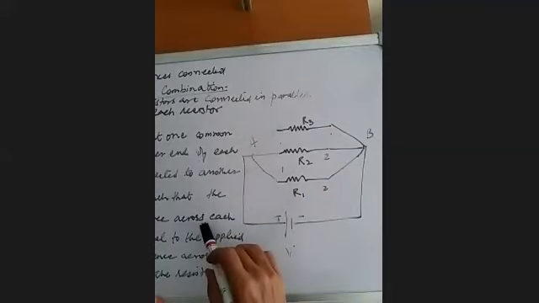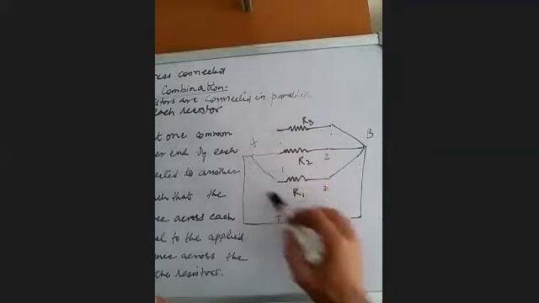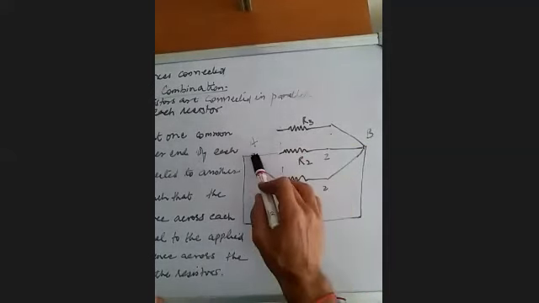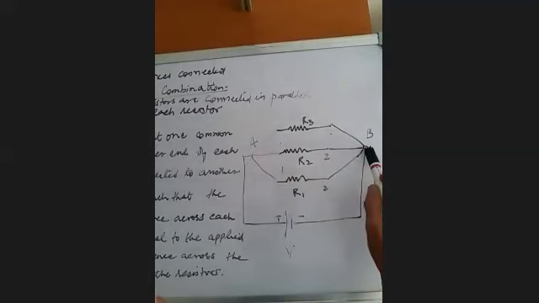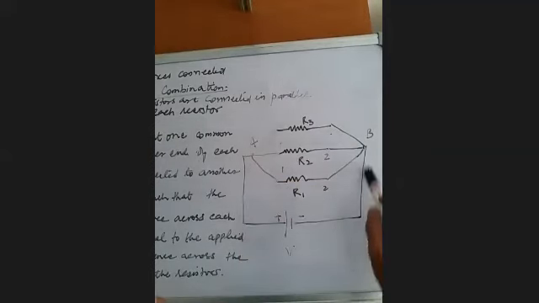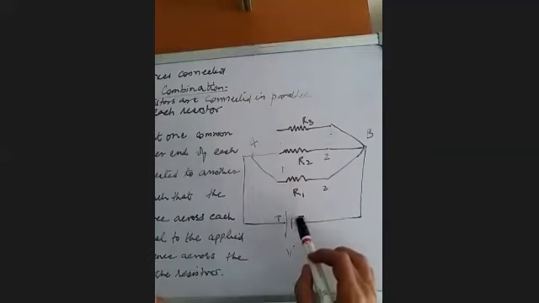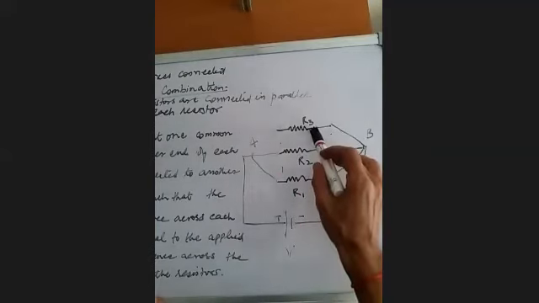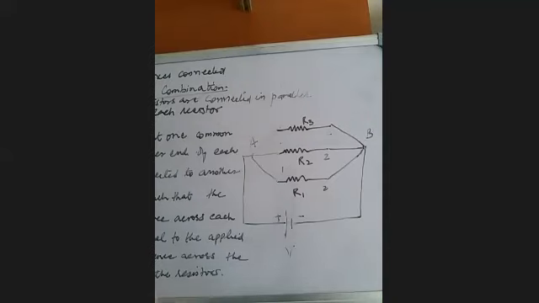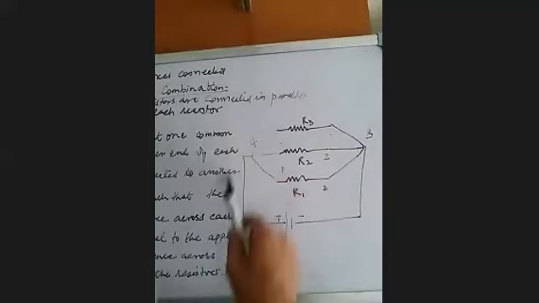So that is how, when we see this kind of combination such that one end of each resistor is connected to a common point, the other end is connected to another common point, and across the combination whatever potential difference has been applied, the potential difference across each of these resistors is also equal to that potential difference. So that is the condition for resistors to be connected in parallel. Okay, so this is the circuit diagram for parallel combination.